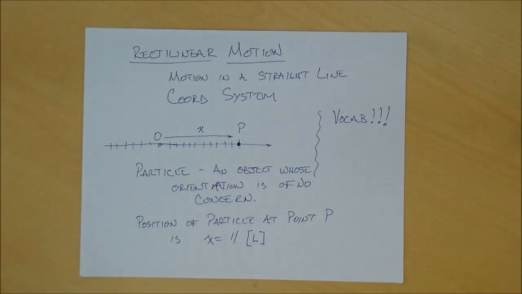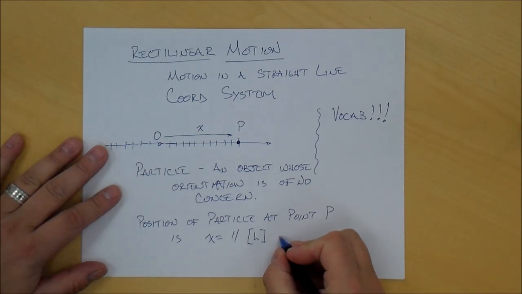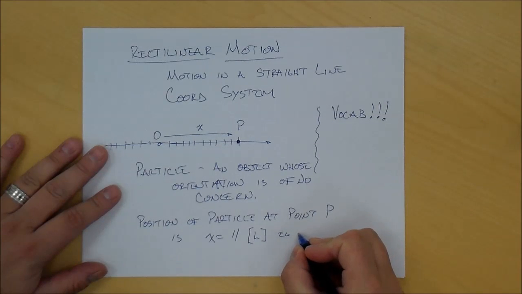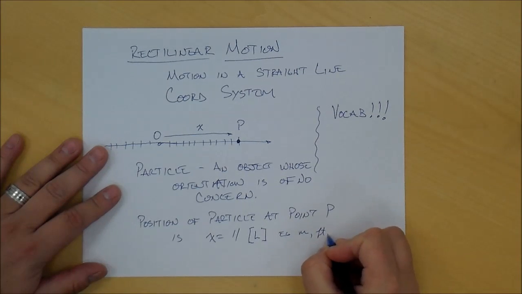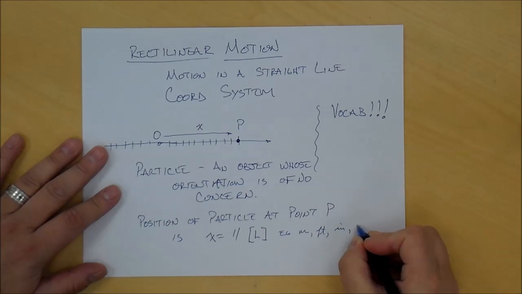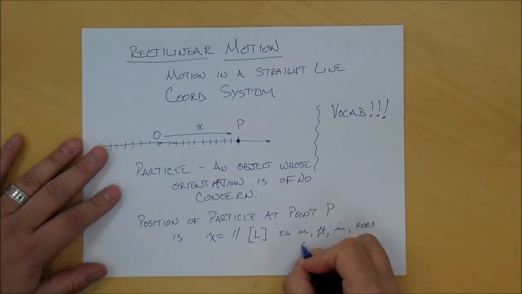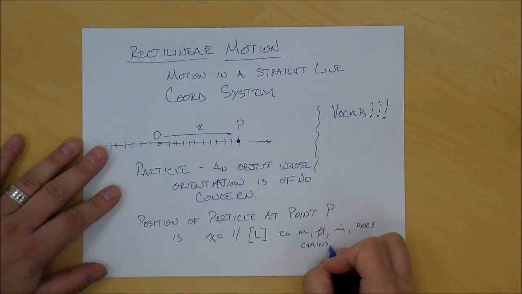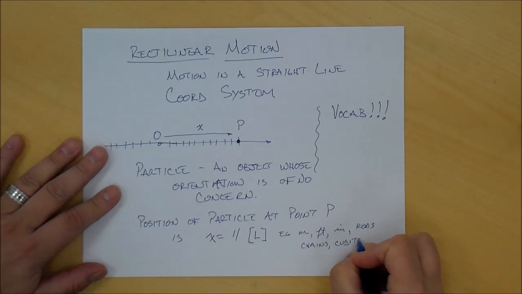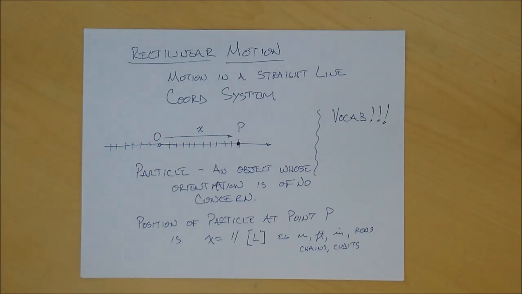The braces mean dimension L, dimension of length. For example, this may be meters or feet or inches or rods, chains, cubits. These latter dimensions we won't use very often. We will see meters, feet, inches, perhaps millimeters, miles, kilometers, things like that, quite a bit. Okay, so that's the coordinate system.